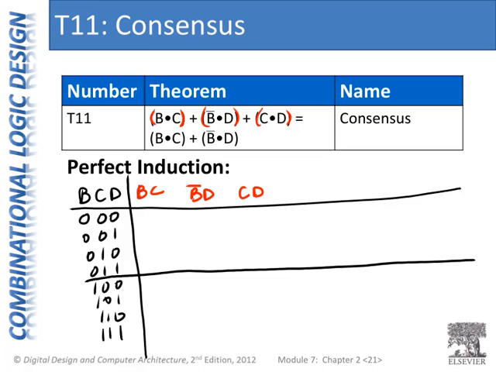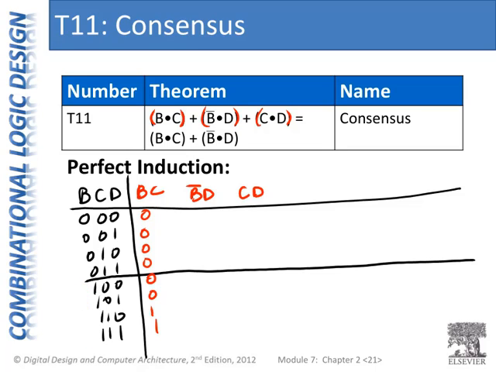So B and C, we're going to get 0, 0, 0, 0. Well, B is 0 in all of those top 4 rows. B and C, well, B is 1 in the bottom 4 rows, so we're just going to get 1 and C. So we'll just get C. 0, 0, 1, 1. Or you could do it one by one. 1 and 0, 1 and 0, 1 and 1, 1 and 1.